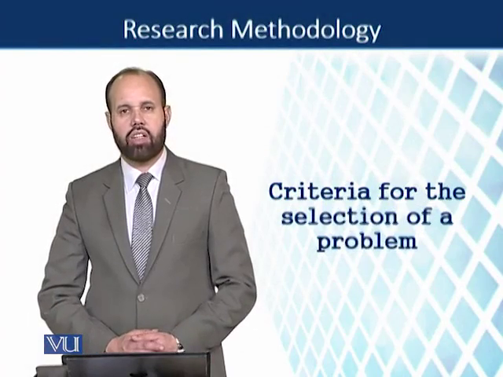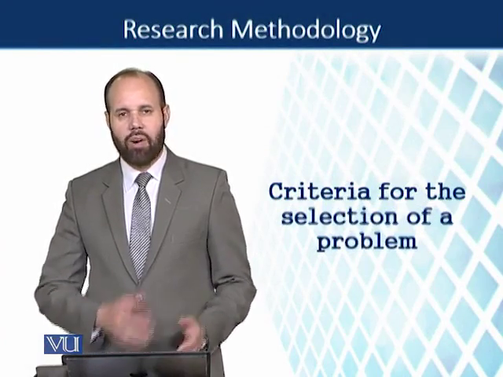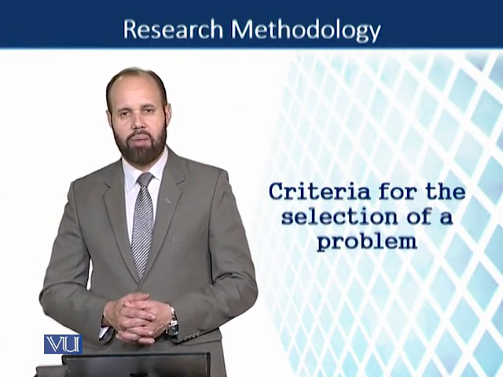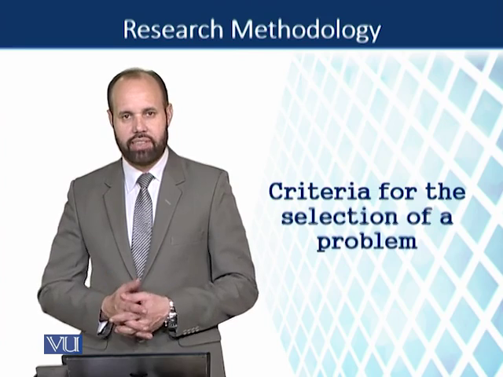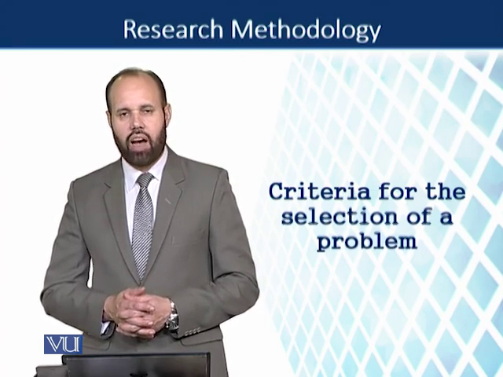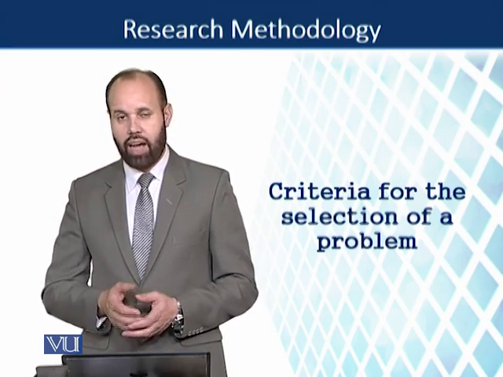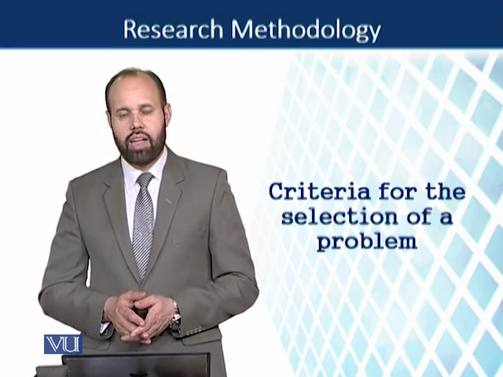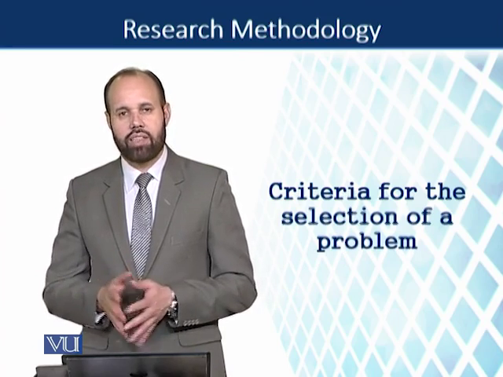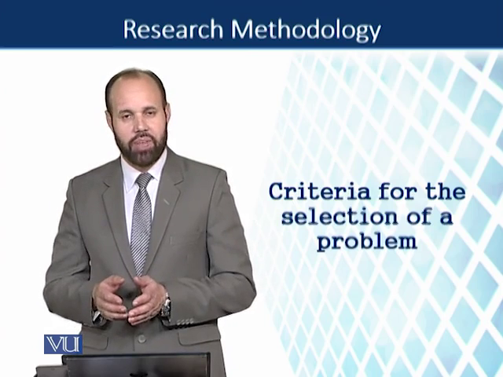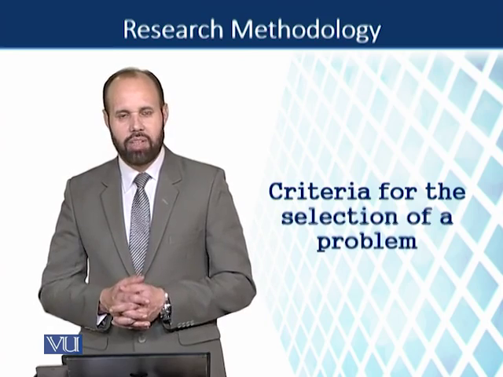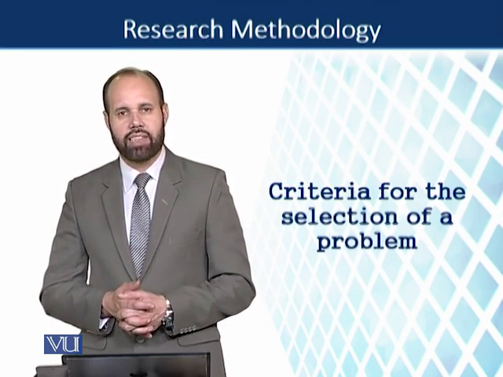Criteria for the selection of a problem. We have already discussed that a problem is the starting point of our research in social sciences. And we also discussed how we are going to assert and identify a problem. But here is a point: we are not supposed to explore each and every problem. So how would we select a problem? What is the criteria through which we would select our research problem?